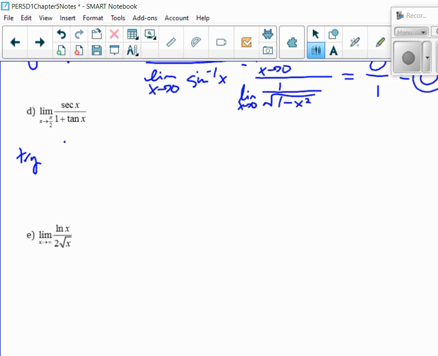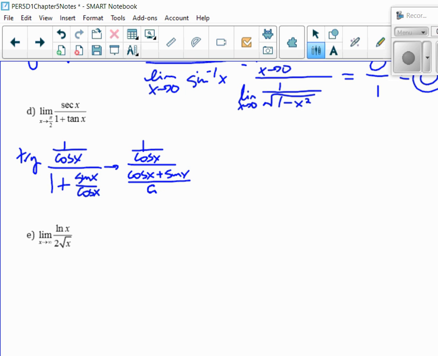So secant would be 1 over cos x. I'm not writing it as a limit. I'm just seeing if I can get anywhere. So this would be 1 plus sine over cos x. Okay, so what do we do now? That's right. So 1 over cos x. And then I get cos x plus sine x over cos x.